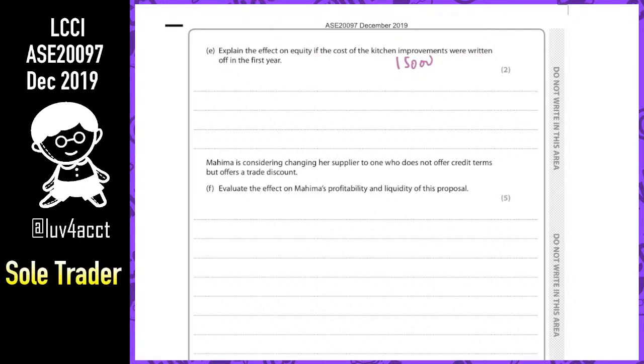If that is the case, your depreciation expense, or your improvement written off expense, will increase. Then your profit would decrease, and then your equity would decrease as well because profit goes down. You have to explain this chain of logic. Okay, so next one.